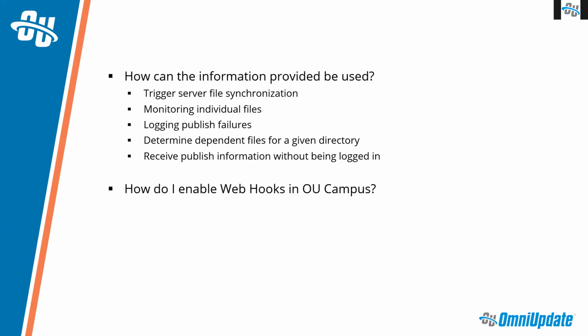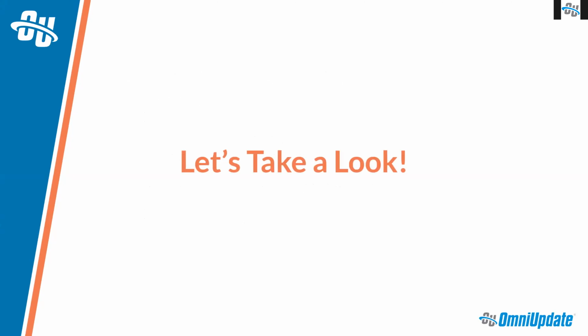So, now we're going to go over a brief demo as to how to enable it in OU Campus. All you have to do is, at the account level, provide a webhooks URL that is listening for information that we send over. And then for a site or a directory, you simply click the radio button to indicate that this directory is included. So we will take a look, check for any questions.